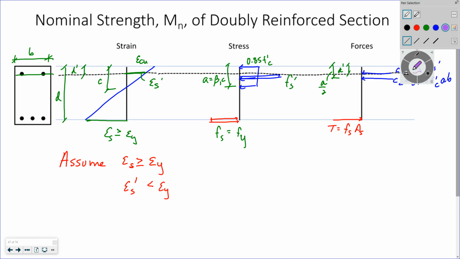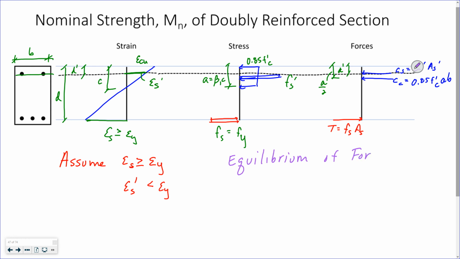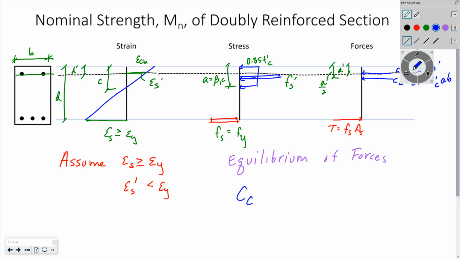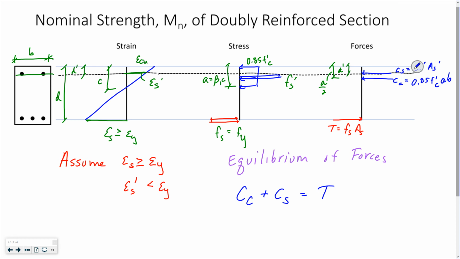So let's do equilibrium of my forces, right? Before, I just set C_c equal to T. Now I got this C_s in there. C_c plus C_s is equal to my tension. So I'm going to start over here. C_c, all right: 0.85 f'c a b.